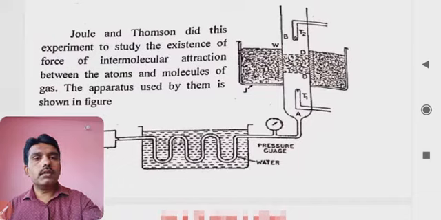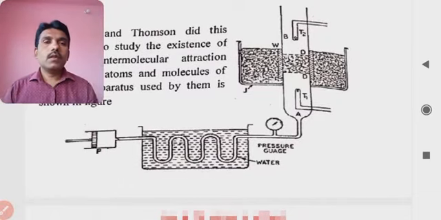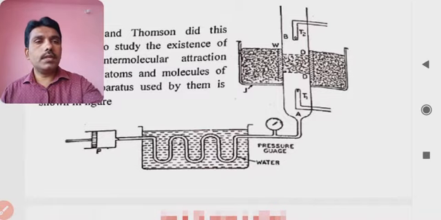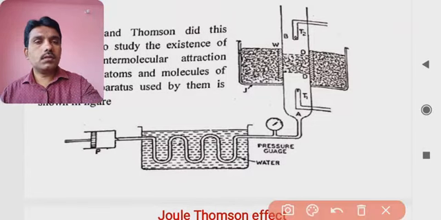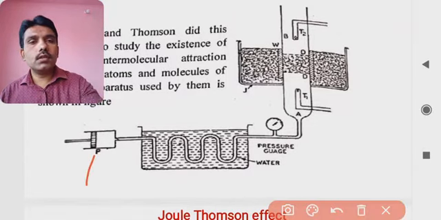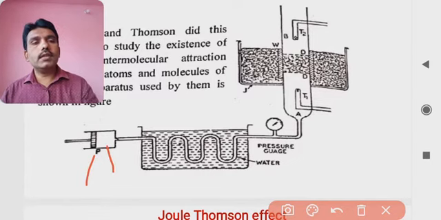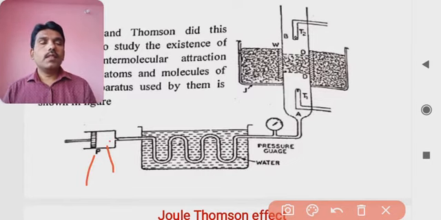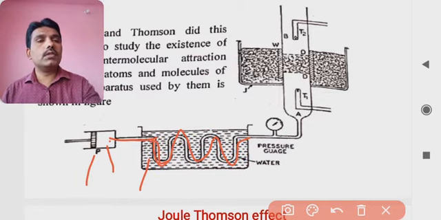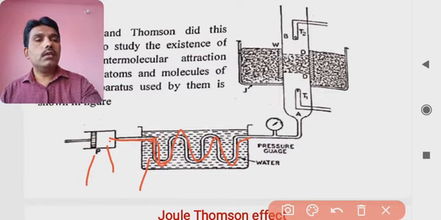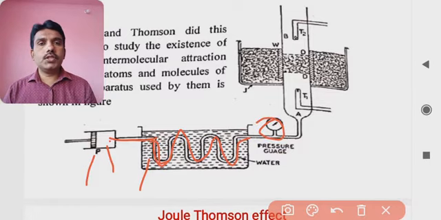I will shift myself here. So here is the experimental setup. If you look carefully, here is the piston, and in this tube or cylinder we can take a gas. This gas goes through the capillary tube, and this is the water bath. Through this water bath the gas moves towards this gas pressure gauge, which will measure the gas pressure.